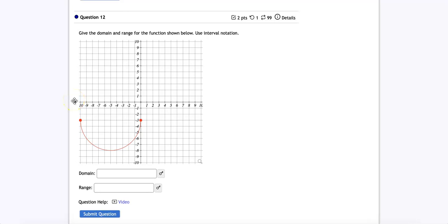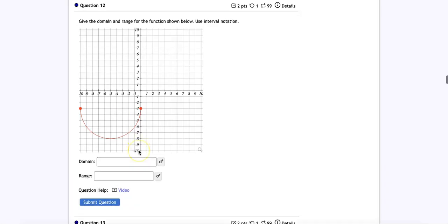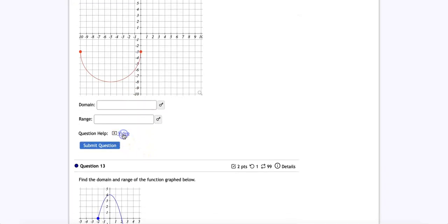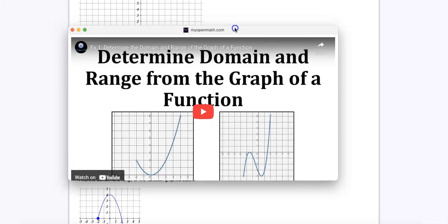Continuing with video number 2. For these other questions on determining the domain and range from the graph, if the previous explanations on video 1 didn't help, remember also that you have access to the help videos, which are rather useful. I consider these help videos pretty good explanations most of the time.